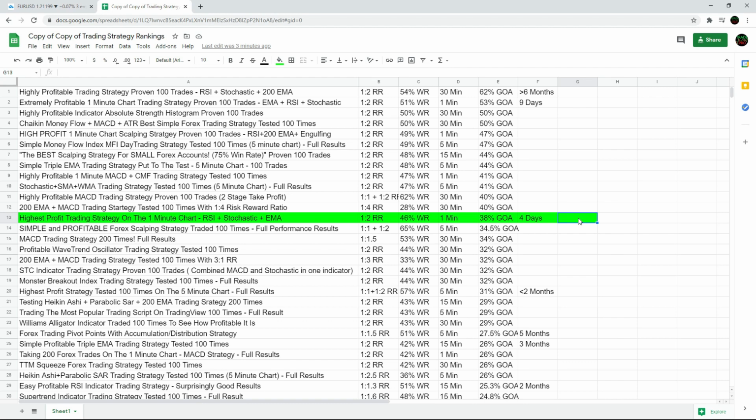All right, so here it is on the spreadsheet, and it falls in spot number 13, doing pretty well here. We can compare it to the other times I tested this same strategy up in the top 1 and 2 spot. It's the exact same strategy, but this one was on the 30-minute time frame, the highest profiting strategy so far. 62% gain on the account. Obviously, it did take much longer to find all the signals.